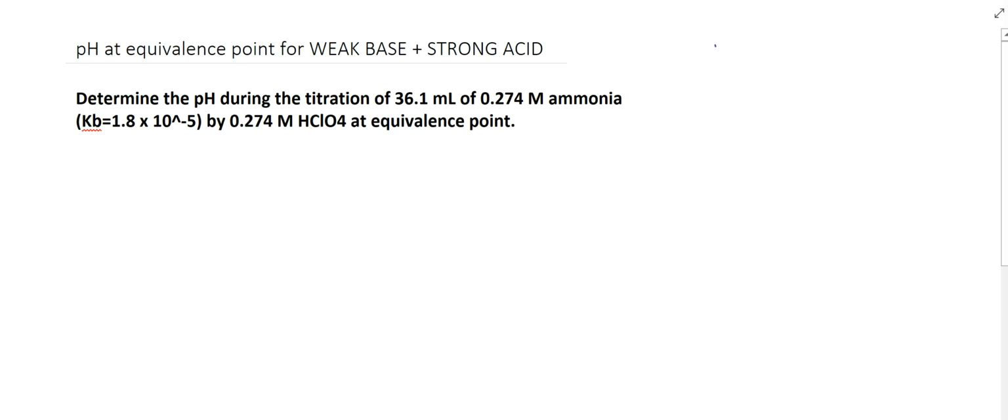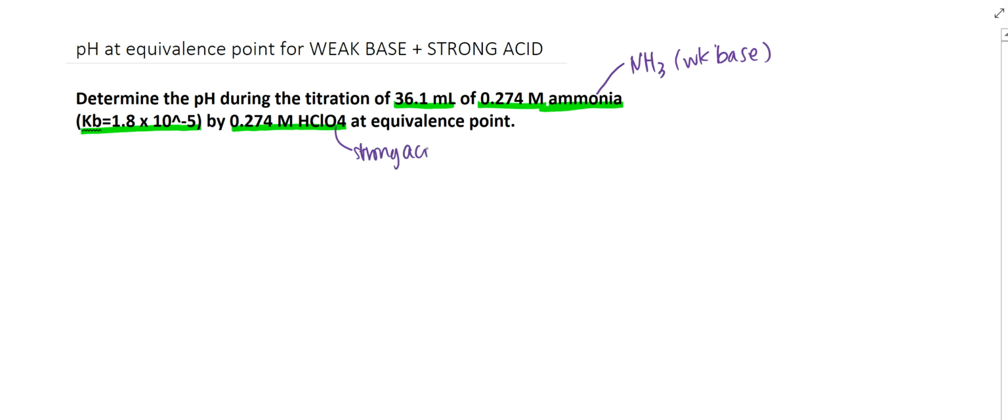So let's get right to it. Let's read: determine the pH during the titration of 36.1 milliliters of 0.274 molarity ammonia. We know that ammonia is NH3, and this happens to be a weak base. It gives the Kb, and then we are reacting it with 0.274 molarity of HClO4. They want you to figure out the pH at equivalence. First things first, we know that this is going to be a strong acid.